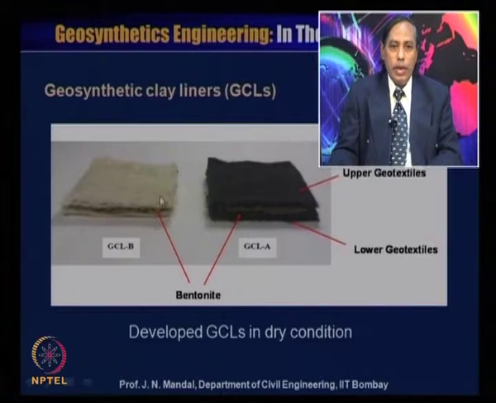Here we have developed two kinds of geosynthetic clay liner, one geosynthetic clay liner A, another geosynthetic clay liner B, and you can see the bentonite is in the middle, this is the lower geotextile, and this is the upper geotextile. Similarly for this GCL B. So, two different types of material, one is GCL A, one is GCL B.